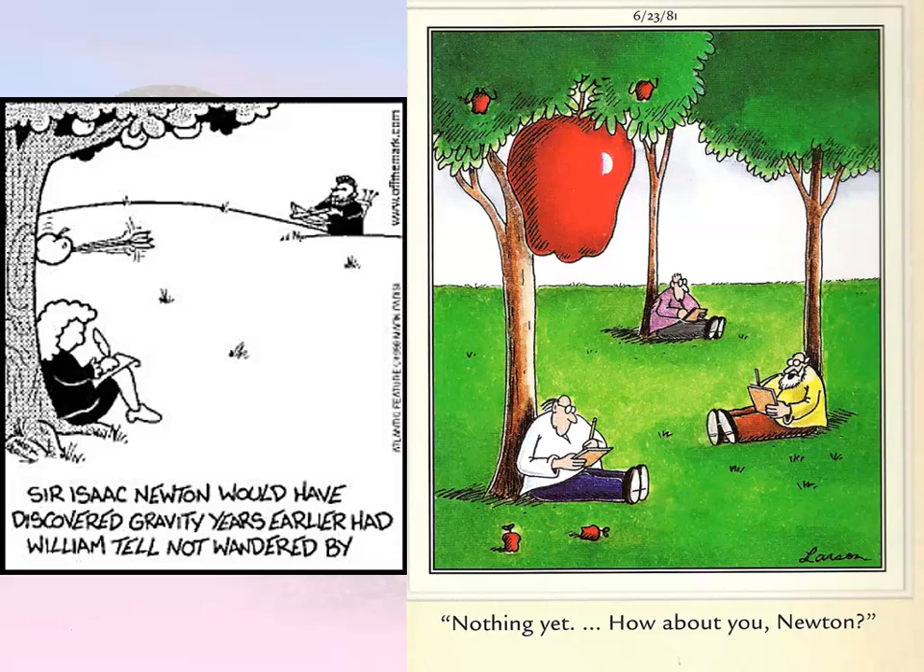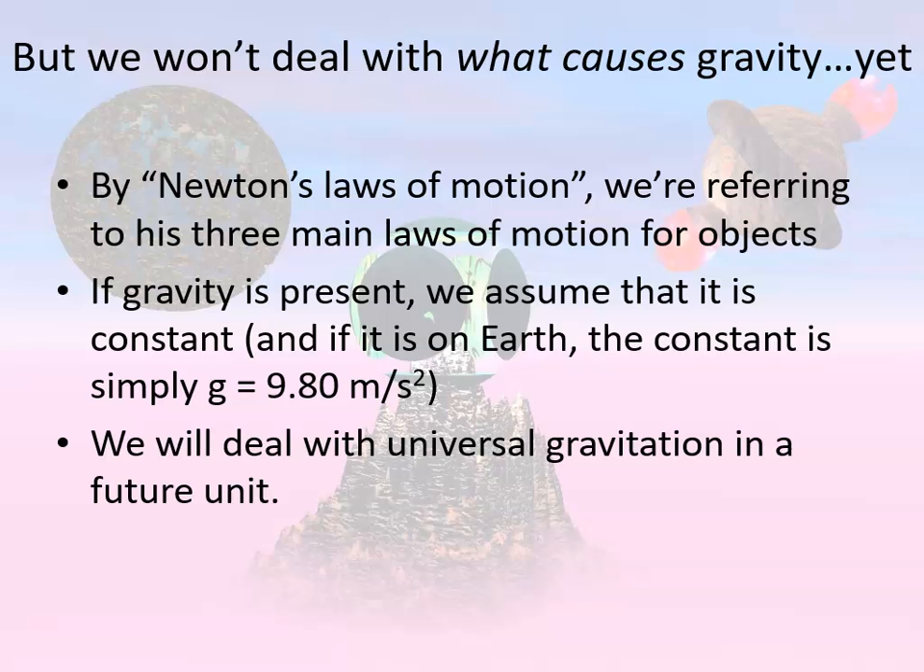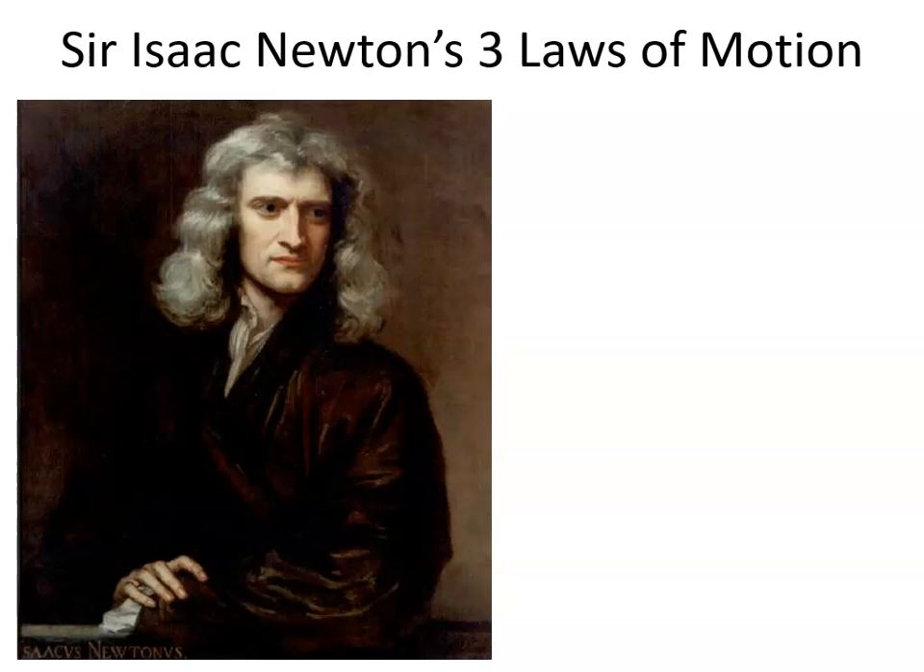Now, these are referencing Newton's realization that there is a universal law of gravitation that both causes apples to fall from trees and causes our moon to orbit around Earth. But we're not actually going to discuss Newton's law of universal gravitation until the next unit. So for now, we're just going to be discussing Newton's three laws of motion. Now, if gravity is present, which will often be relevant in analysis of the second law, we will assume that it's going to be constant. And if it's on Earth, then that's the acceleration due to gravity of 9.8 meters per square second.